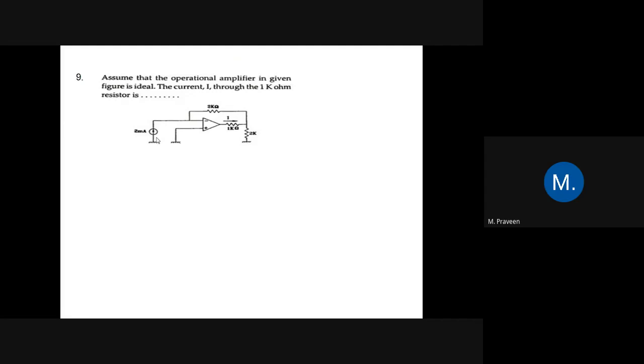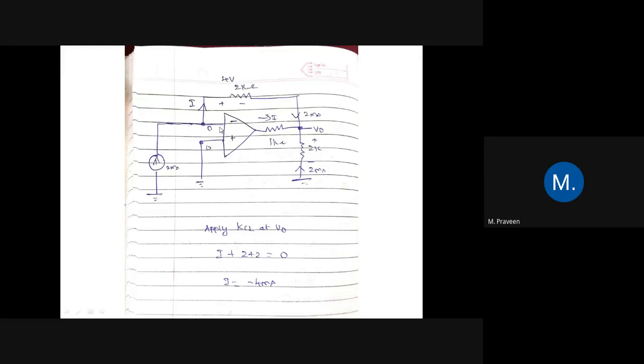Assuming that the op-amp amplifier in the given figure is ideal, the current I through the 1 kilo ohm resistor is dash. Okay, so we have to find the current flowing through this 1 kilo ohm resistance. Here we have 2 milliamps of current flowing through the inverting terminal, and the feedback resistance is given as 2 kilo ohm, and at the output voltage we have one more resistance, given as 2 kilo ohm. Okay, so it's very simple.